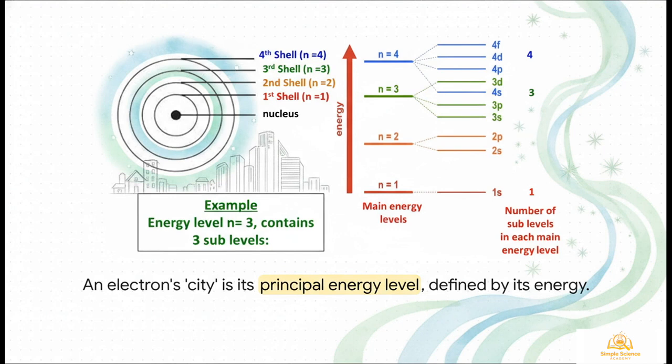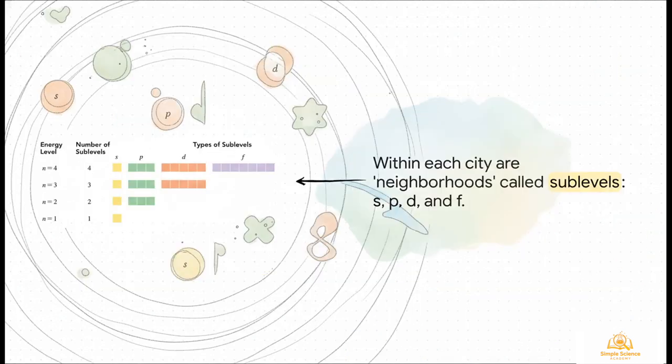Okay, so every electron lives in what scientists call a principal energy level. Think of these as cities, numbered 1, 2, 3, and so on, starting right next to the nucleus. And just like in the real world, the farther you get from the city center, the more energy you have. And here's where it gets cool. Just like bigger cities have more neighborhoods, the higher the energy level, the more types of neighborhoods, or sublevels, you get. Level 1 just has one neighborhood, the S sublevel. Level 2 has an S and a P. Level 3 has S, P, and D.